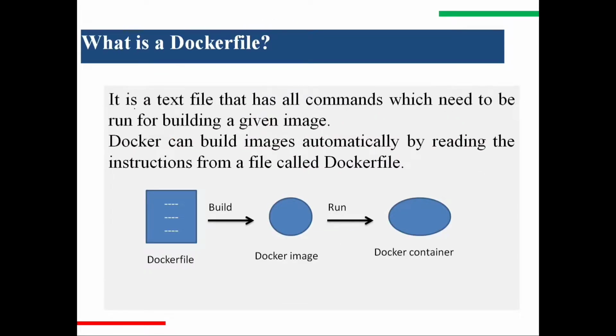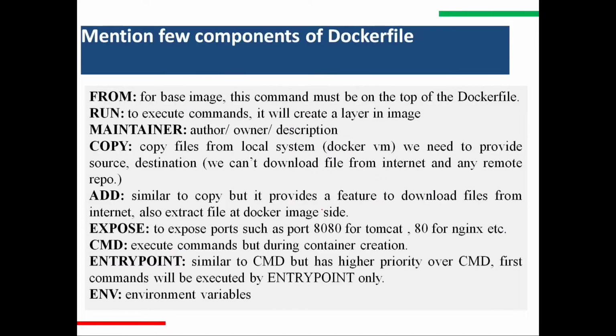What is Docker file? It is a text file that has all the commands which need to be run for building a given image. It is like a text file in which we are writing the commands, and these commands are used to build your image. Docker can build the images automatically by reading the instructions from a file called Dockerfile.